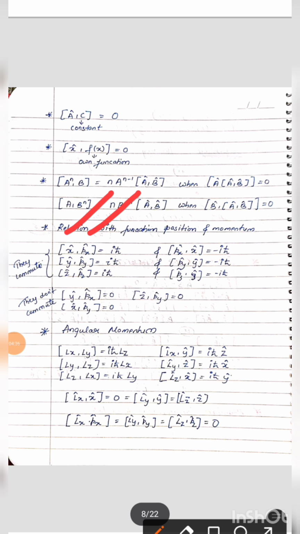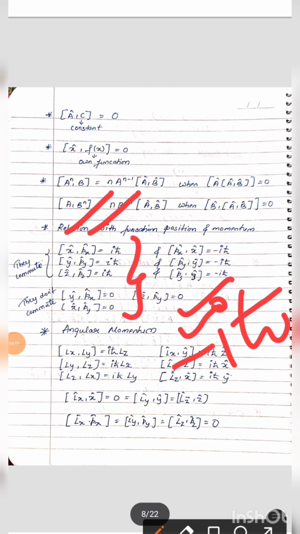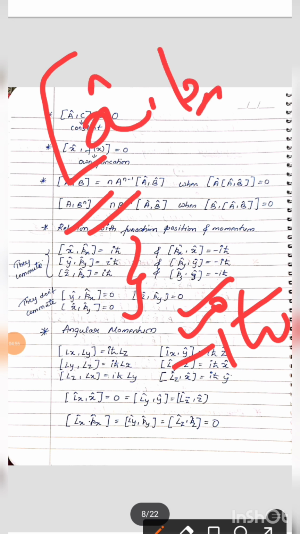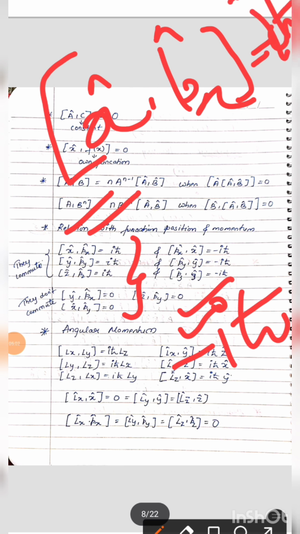Similarly for y and z, and if the position is replaced, like p_x with x cap, then I will get minus iħ. Okay, if you remember this, you can remember this directly. Remember that the commutator of x cap comma p_x cap is equal to iħ. Okay, you have to remember this. Similarly for y and z.